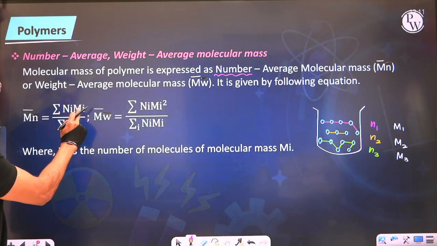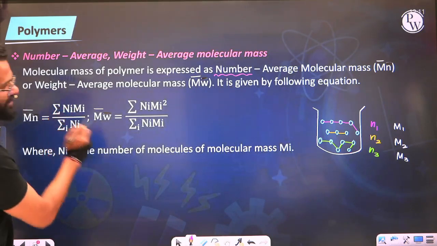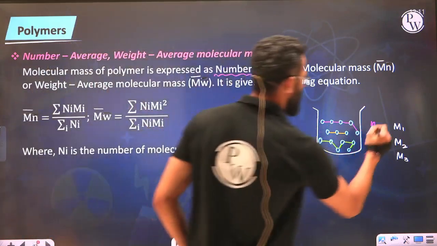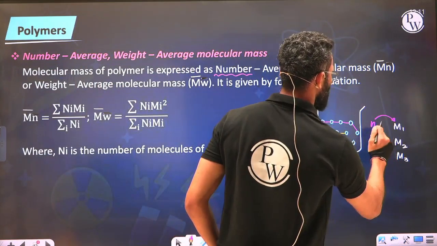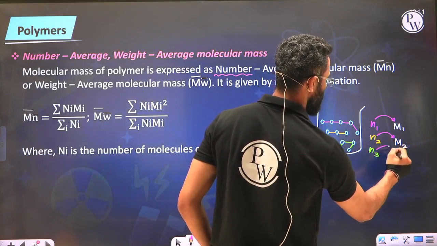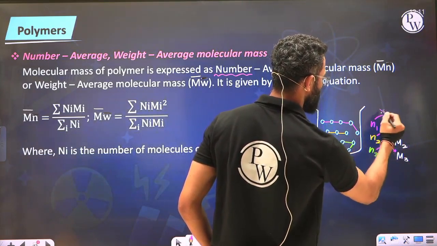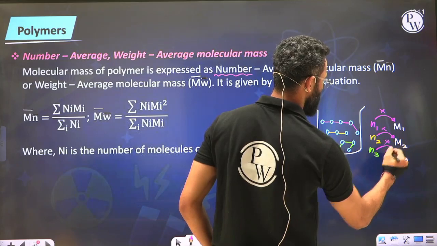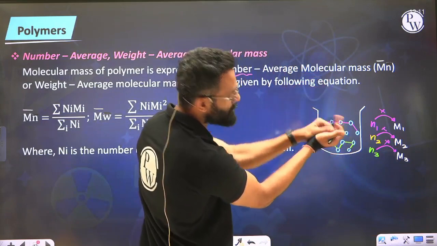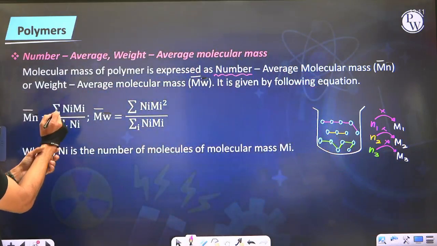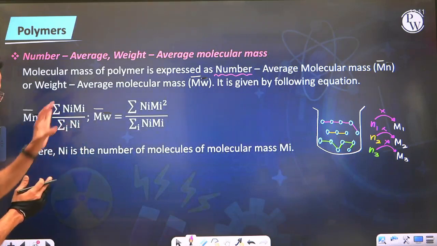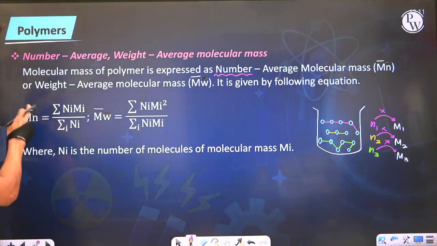So NiMi indicates it is a sum of as many terms, like we have got N1, N2, N3. If N1 is multiplied by M1, we get N1M1. If N2 is multiplied by M2, we get N2M2. If N3 is multiplied by M3, we get N3M3. Now, as many such polymeric chains as there are, if I take the summation over all of them, what is it going to be? Sum of NiMi upon the total number of polymeric chains, sum of Ni. This is what gives you the number average molecular mass.